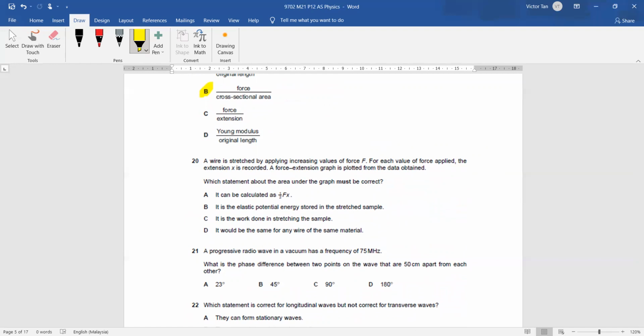This is possible. It is the elastic potential energy stored in the stretched sample. This is possible. Is it the work done in stretching the sample? This is possible. It will be the same for any wire of the same material. So this is also possible. So we are looking for the answer that is most suitable, so you're going to eliminate one by one.